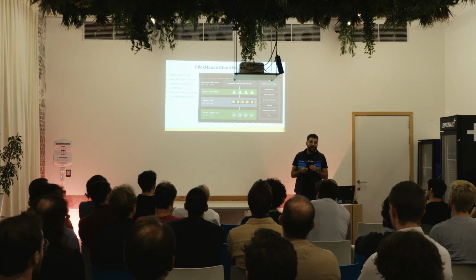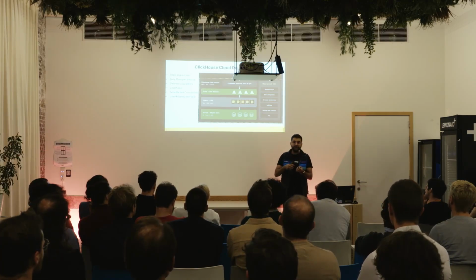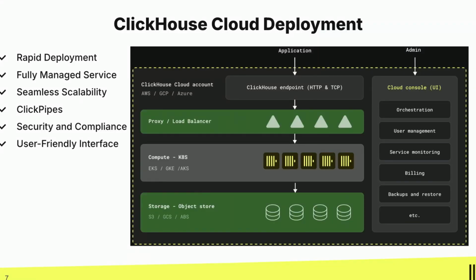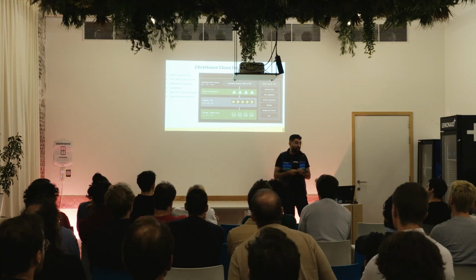But the main difference between self-managed and the cloud is this: in the cloud version, we separate the compute and the storage. For storage, we have the S3 object store that gives you unlimited storage, and on top of it we build a Kubernetes operator that gives you the flexibility to scale horizontally or vertically very easily. And of course, in ClickHouse Cloud we also add ClickPipes.